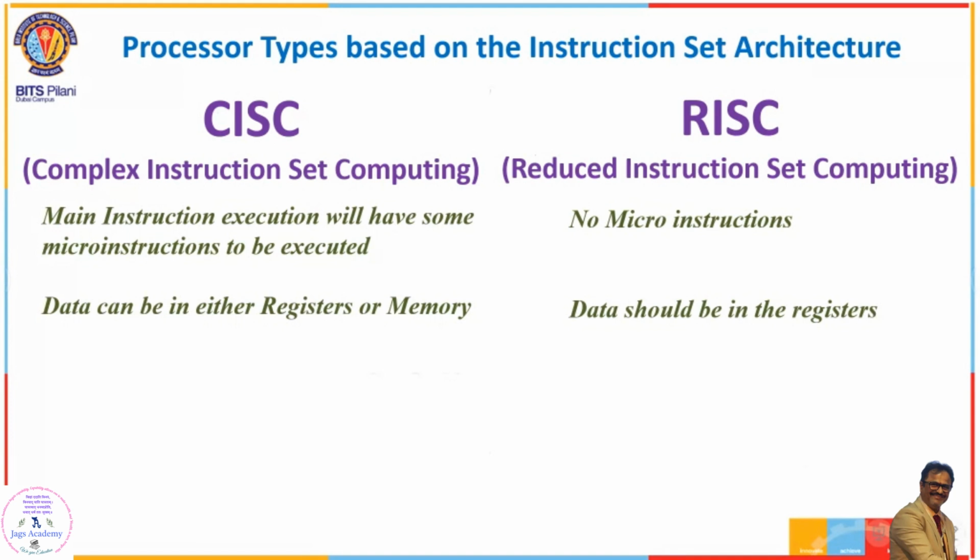CISC is complex instruction set computing, RISC is reduced instruction set computing. What is this? These processors are called CISC processors and RISC processors. In simple way, I can tell you an example which is there with you only now. The processors you use in your laptop, all Intel processors, or x86 processors, are all CISC processors.